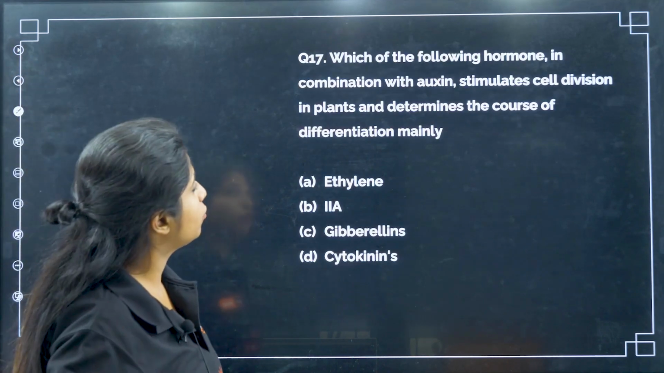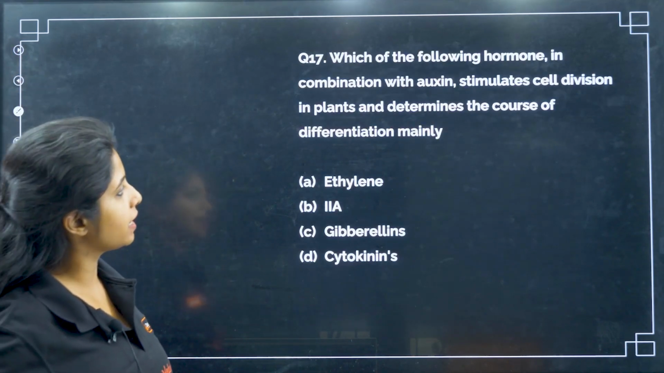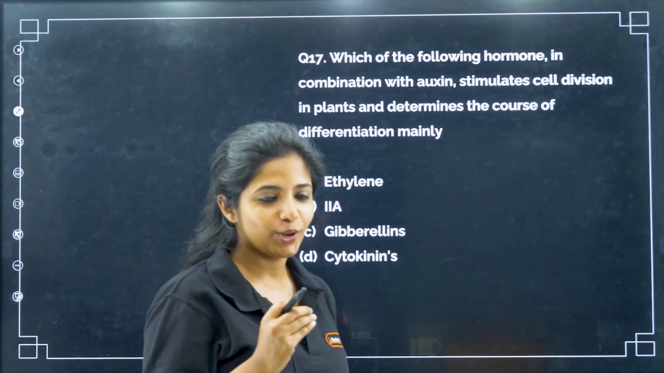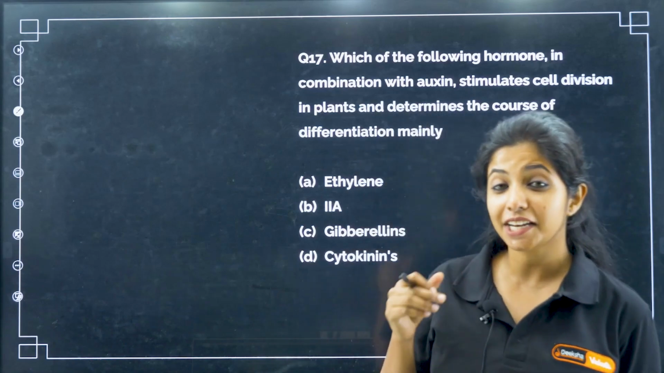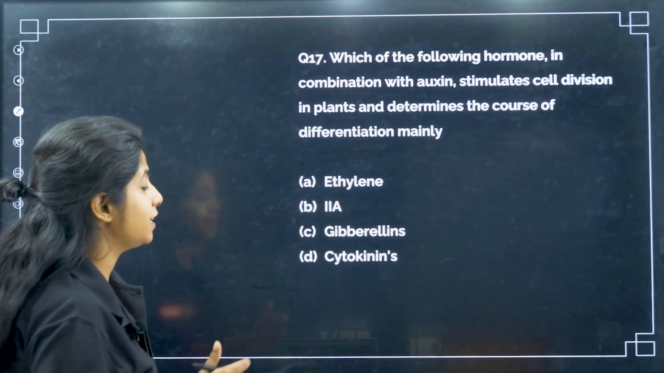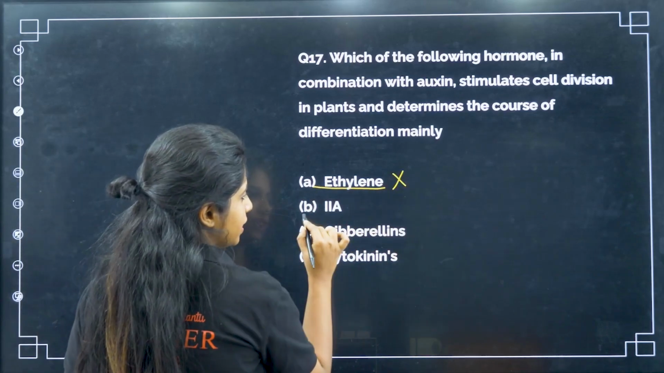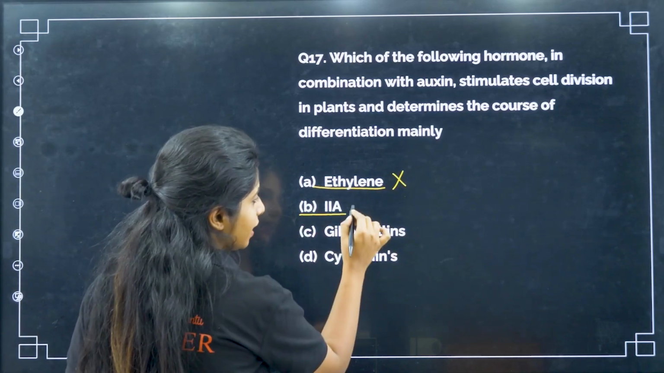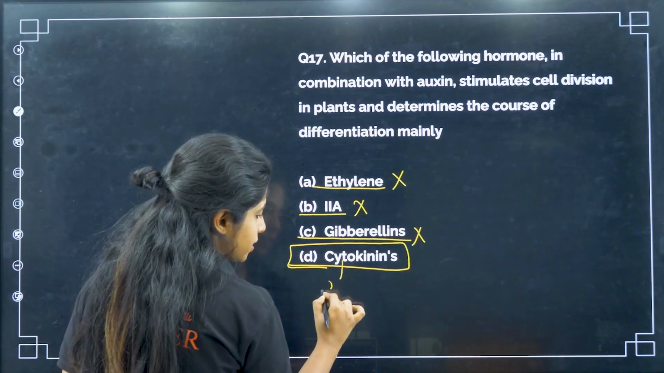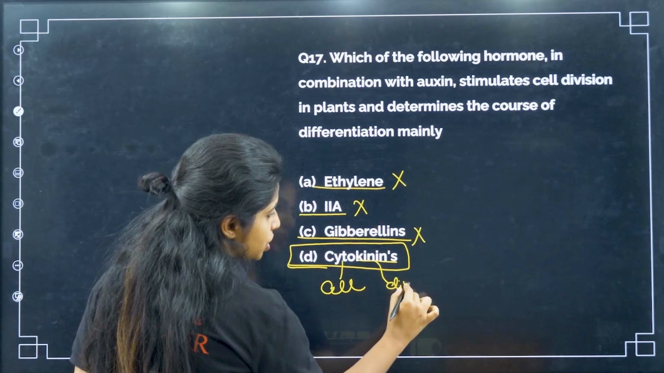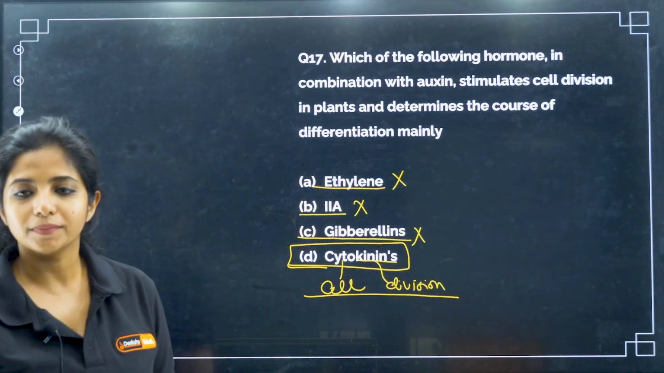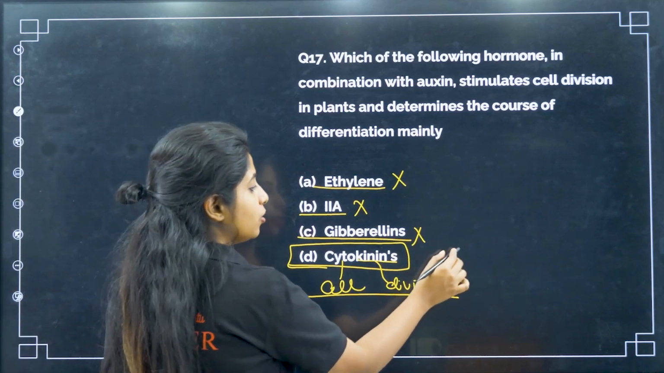Which of the following hormones in combination with auxin stimulates cell division in plants and determines the course of differentiation mainly? So, cell division is a very big term, and it has very much to do with the name of the hormone that does it as well. Is it ethylene? No. Is it IAA? No. Is it gibberellins? No. Is it cytokinins? Yes. Cyto as in cell, kinin means division. So, cell division is mainly carried out by whom? It is being carried out by cytokinins, my dear children.